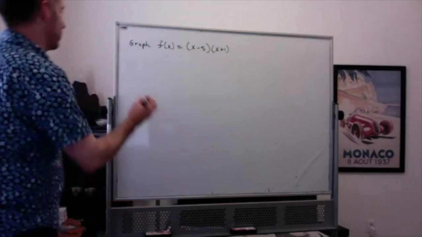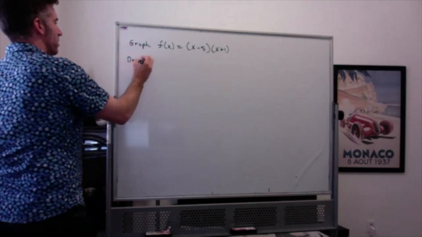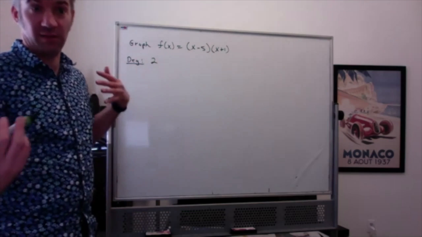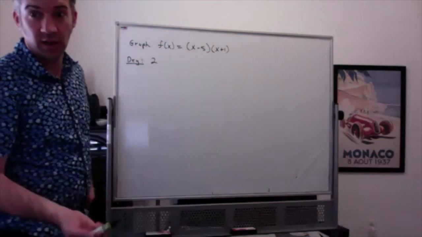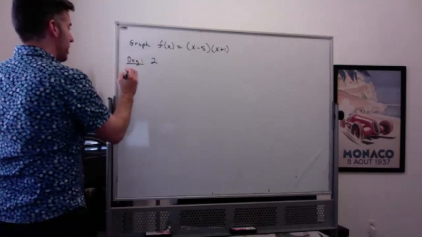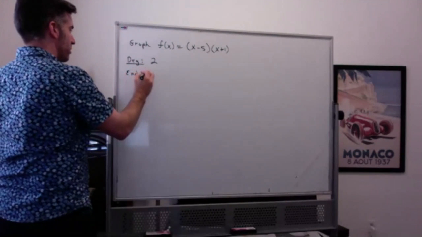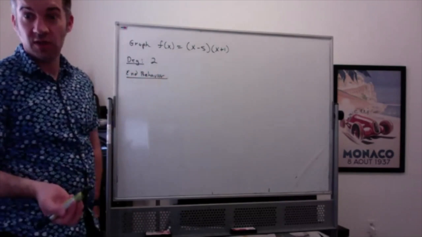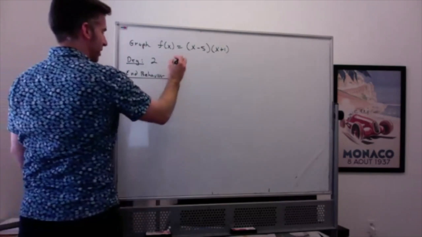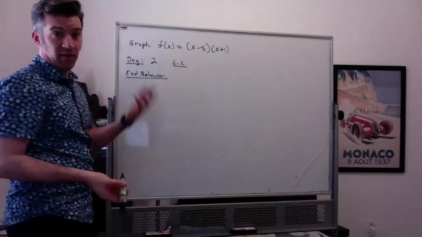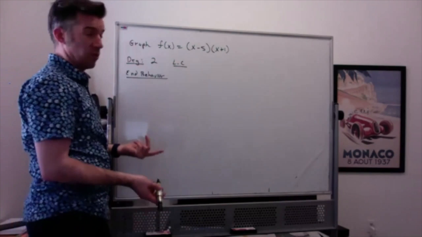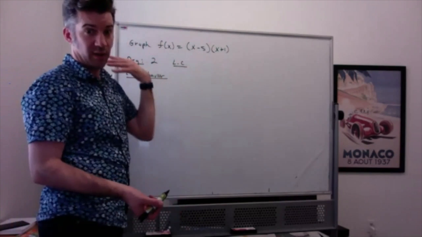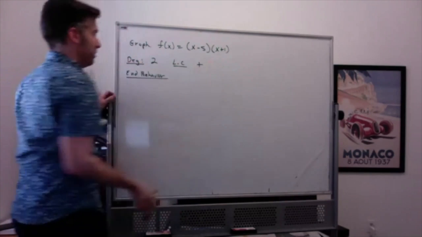So what's the degree here? The degree is 2. If we multiply it out, we would get x squared plus some lesser powers of x terms. The end behavior, well, I should say that the leading coefficient is positive. I probably should have said that first. And how do I know that? Well, if I multiply this out, I know I'm going to get a positive x squared. I'm going to get minus 4x and then minus 5. But the first term is positive x squared.